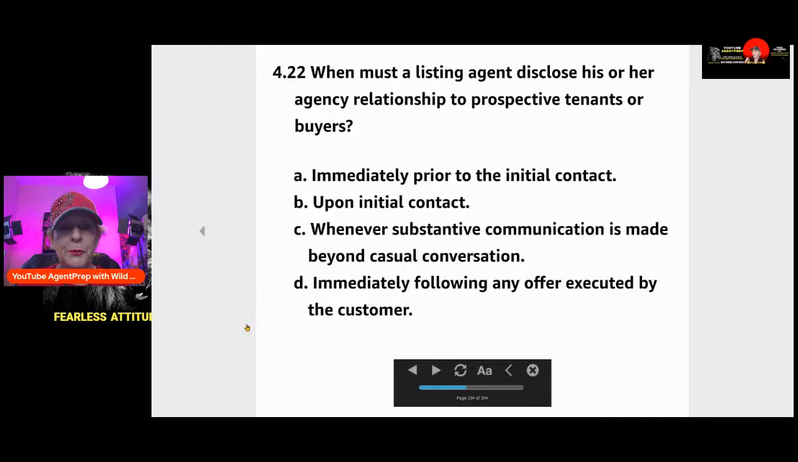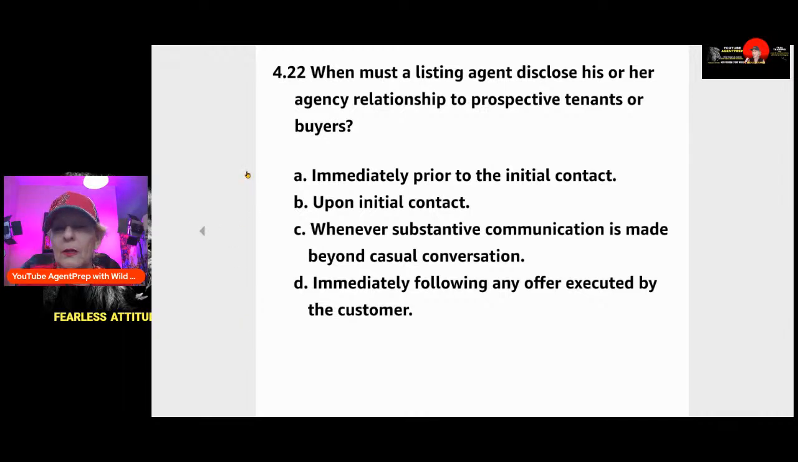Number 22. So did you get that? Yeah, Lisbeth. Okay. Number 22, when must a listing agent disclose his or her agency relationship to prospective tenants or buyers? Some states do tenants, not in all states. We do in Texas because we have rental properties listed. So when must a listing agent disclose his or her agency relationship to prospective tenants or buyers?